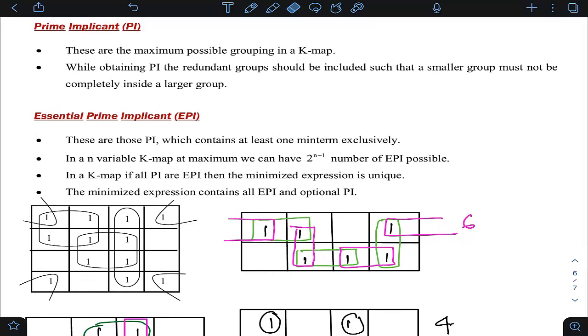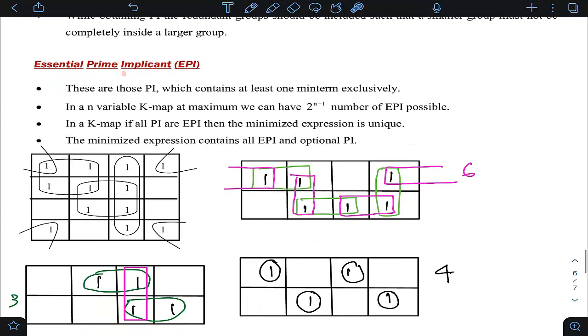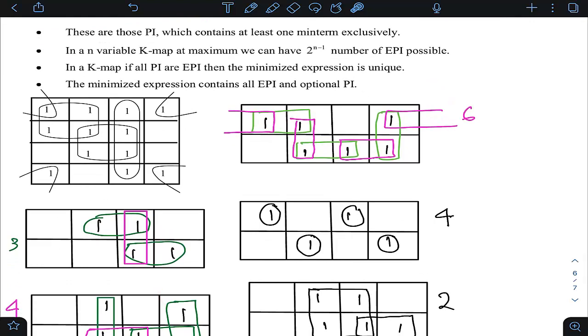Now students, let us try to identify what is EPI, essential prime implicants. EPI are those PI which contain at least one min term exclusively. What is the meaning of this statement? Remember all the groupings you have done. Let's say I'm checking this map. If somebody asks me how many EPI are there, I'll check each PI. Here there are 3 PI. What will you be checking? Let's say I'm checking this particular PI. I'll be checking whether it contains at least one min term which is not covered by multiple groups.